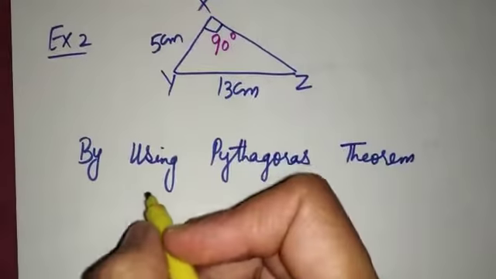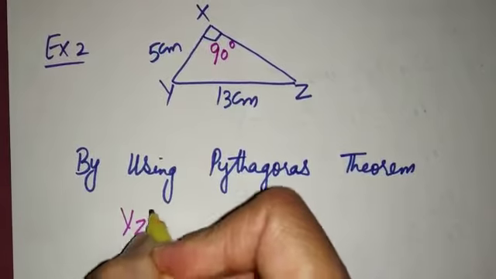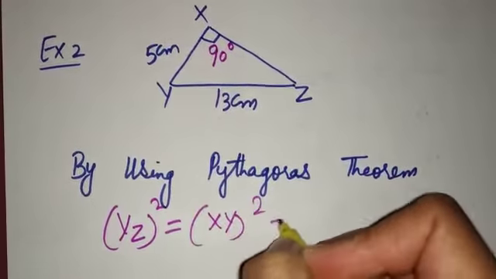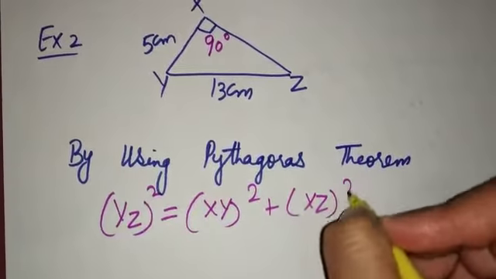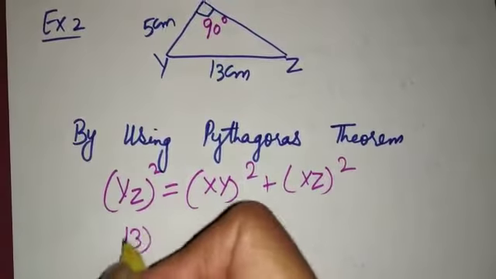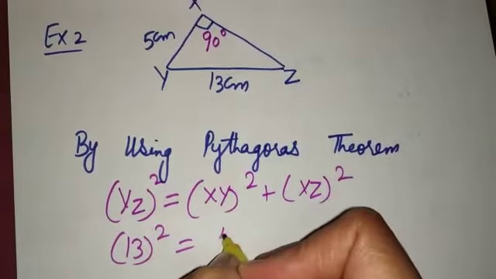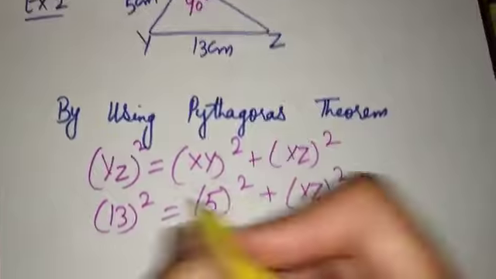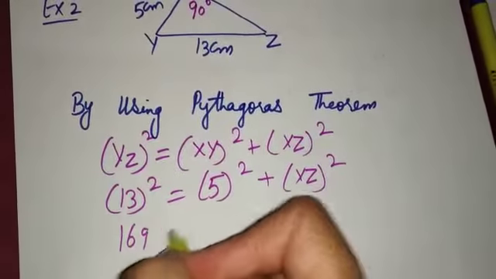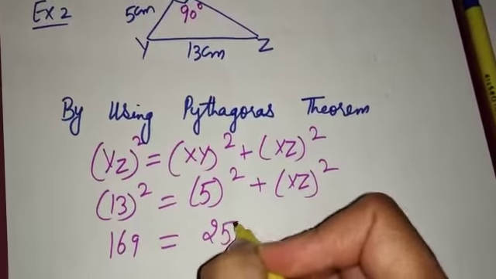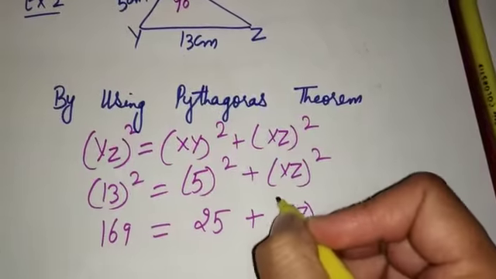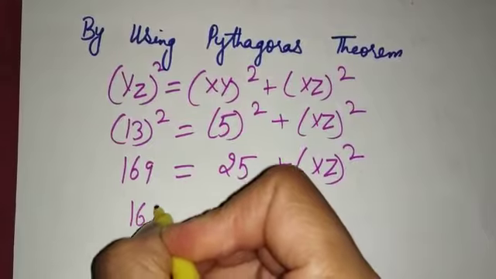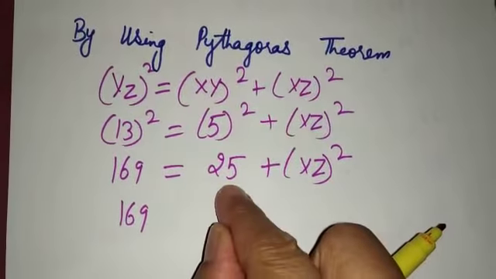By using Pythagoras theorem, the square of YZ is equal to XY square plus XZ square. So YZ is 13. 13 square is equal to XY, which is 5, square plus XZ square. Now we know that the square of 13 is 169. Square of 5 is 25 plus XZ square. Now 169, here 25 has a plus sign.